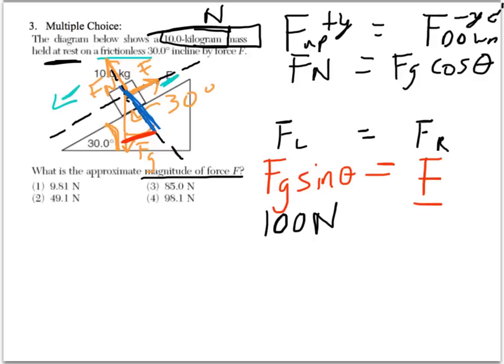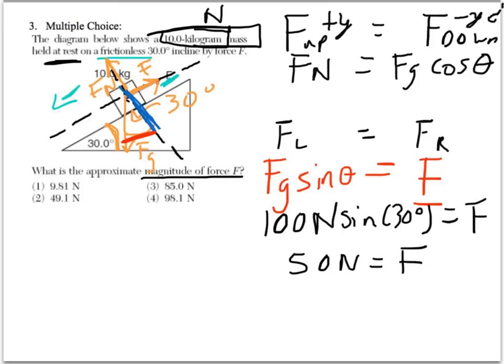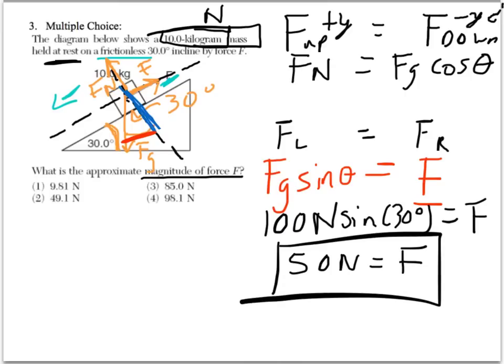All right, 100 newtons times the sine of the angle, 30 degrees, equals F. So now we just have to do 100 newtons times sine 30. 100 times the sine of 30 is about 50 newtons. And so F is about 50 newtons. If I look back at my answer choices, the one that's closest to 50 newtons is number 2. And we're done. Be sure to look at the quiz free response from the last quiz, and good luck.